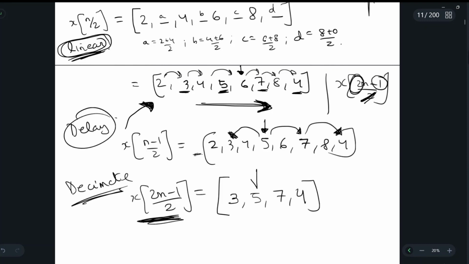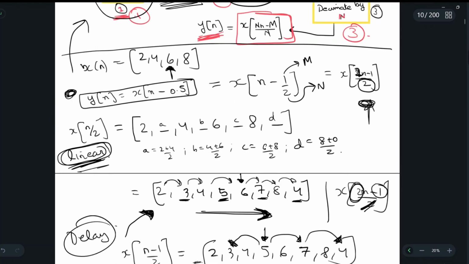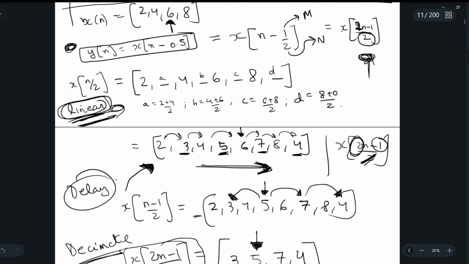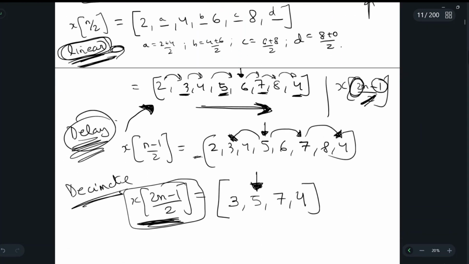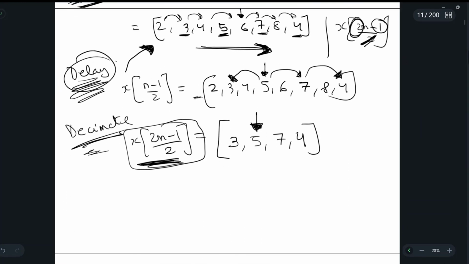So guys, this is our answer that we had to find out using interpolation, decimation and delay. So the first step that we followed was the interpolation. That is, we performed linear interpolation. Then we performed a delay. Then we performed decimation. So this is our final answer.